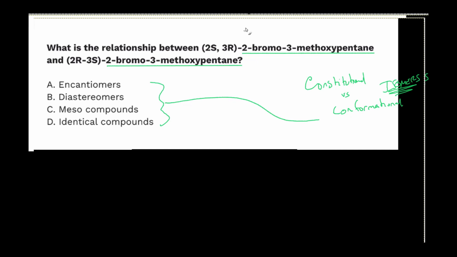So we just need to look at the 2S, 3R, 2R, 3S, okay? I see that the first, carbon 2, is flipped, S to R, and carbon 3 is flipped. They're both flipped. They're both the opposite, right? Diastereomers keep at least one the same. Meso compounds need to have an internal plane of symmetry, which I cannot imagine is going to work out to be the case. We could try and figure that out, certainly. And they're not identical compounds, right? We know that's just not the case because they're conformational isomers with different configurations.